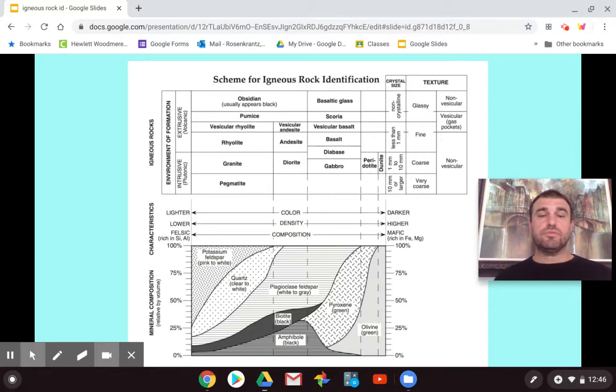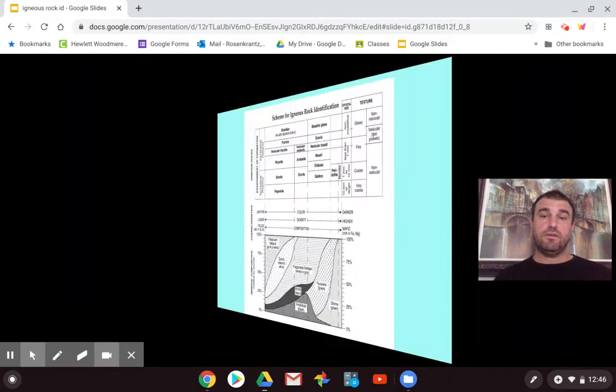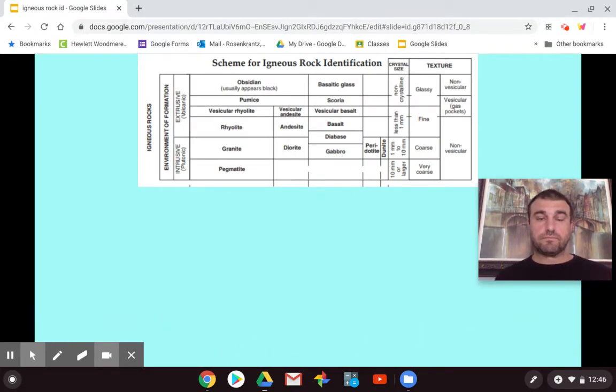At first glance, this chart seems a little overwhelming. There's a lot of new terms, a bunch of different mineral names and percentages, and it's just a lot going on. So what we're going to do is break this chart down into two halves: the top half, which shows you the environment of formation, and then the bottom half, which shows you the composition. Let's first look at the top half.